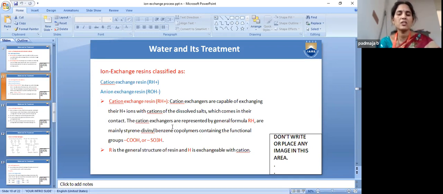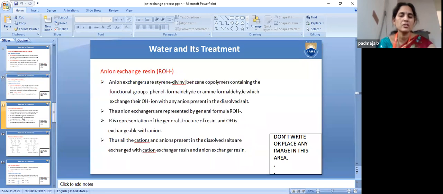The cation exchangers we represent by the general formula RH. R is the general structure of the resin and H is exchangeable with the cation. Which cation? The cation which is present in the sample of water. So this is the cation exchange resin.